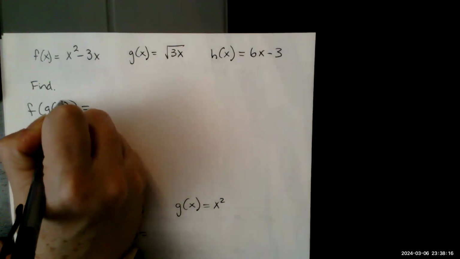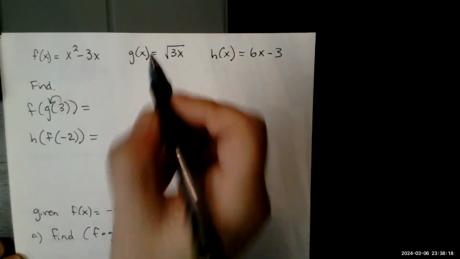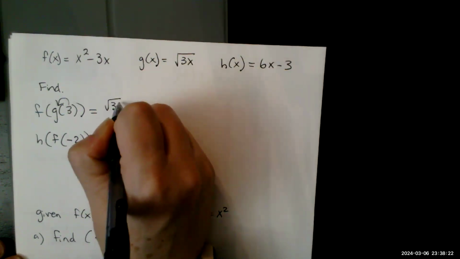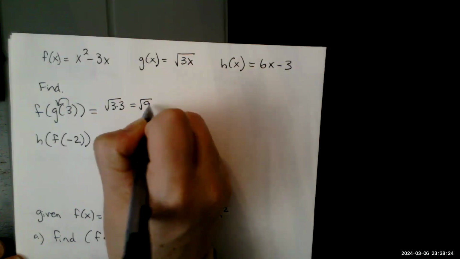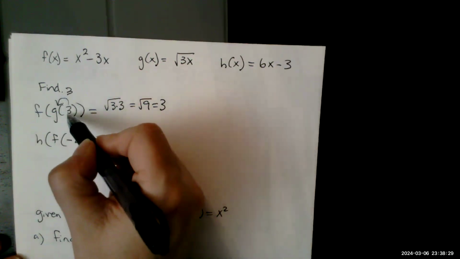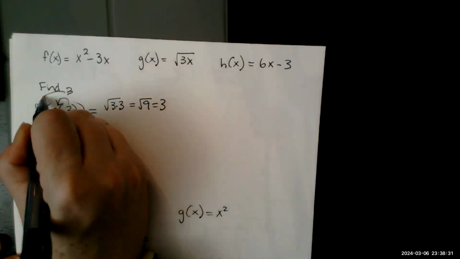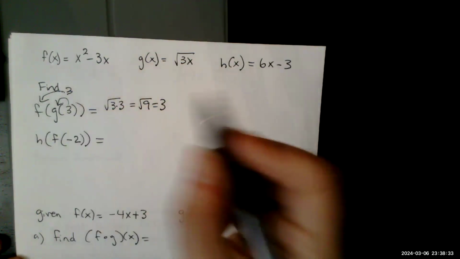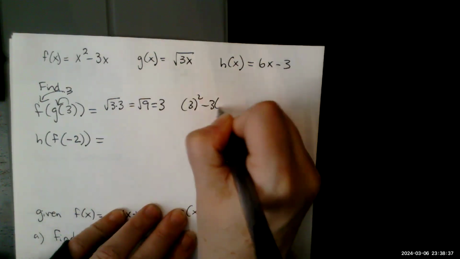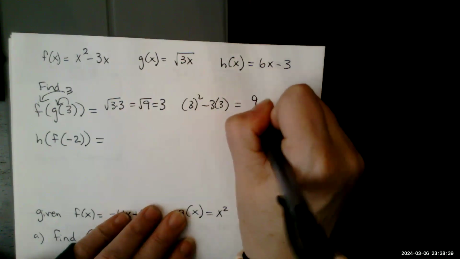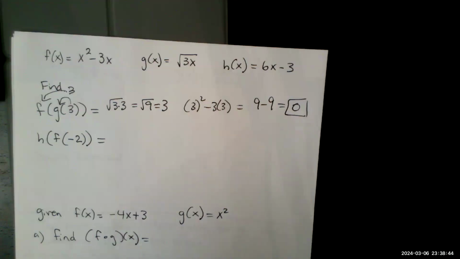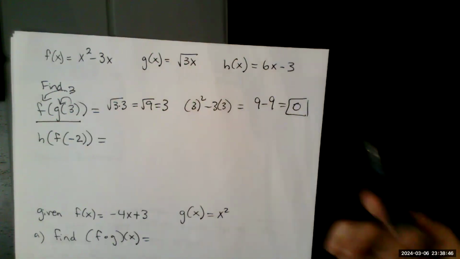I'm going to take the 3. I'm going to plug it into G first. So that gives me square root of 3 times 3, which equals square root of 9, which equals 3. So that's a coincidence that I plugged in a 3 and I got a 3. But now I'm taking that and putting it into F. So 3 squared minus 3 times 3, 9 minus 9 equals 0. So this whole thing equals 0.